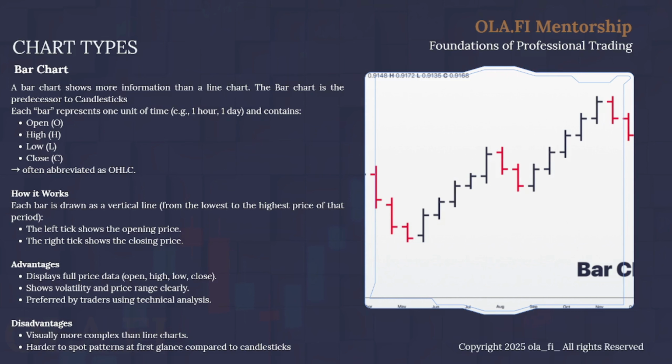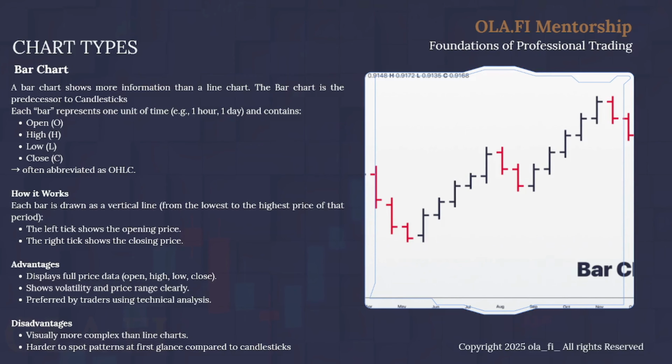So how this works, each bar is drawn as a vertical line from the lowest to the highest price of that period. The left tick shows the opening price, the right tick shows the closing price. Advantages: this one displays full price data, open, high, low, and close. It shows volatility and price range clearly. So it's preferred by traders using technical analysis, yes.